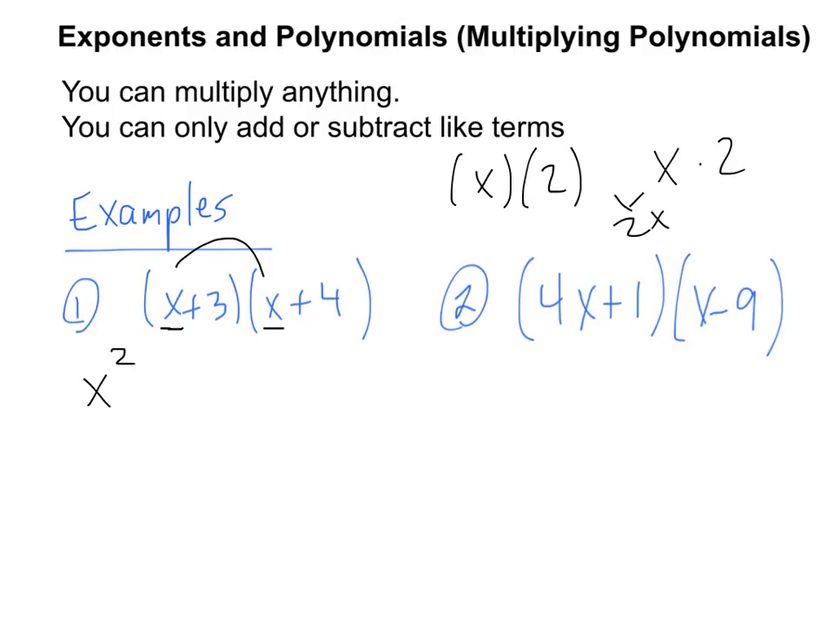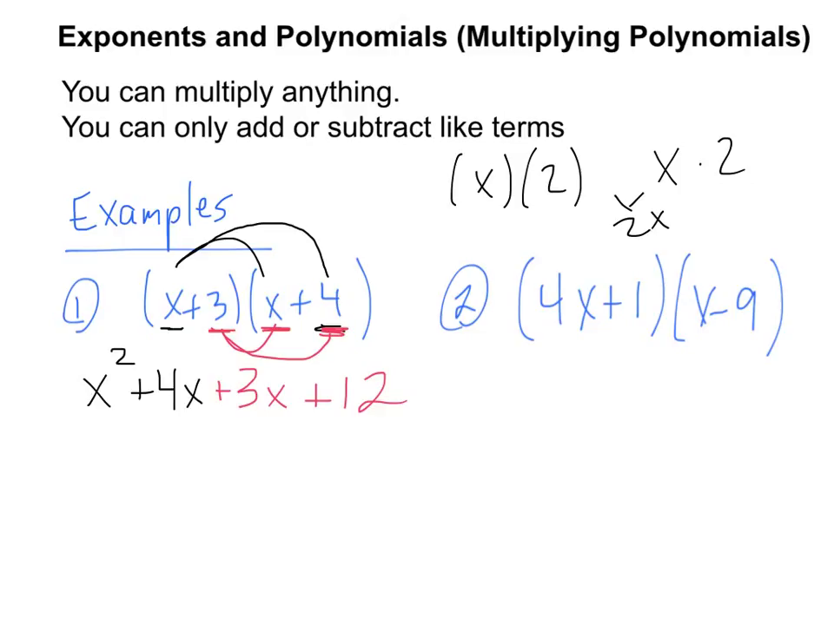Now we're going to take this same x and multiply it by this outside term. Well, x times 4 is 4x. And we're done with the x now. We've distributed the x twice. Now we're going to distribute this 3. We're going to multiply this 3 by the x to make 3x. And one more time, 3 times 4 on the outside make positive 12.